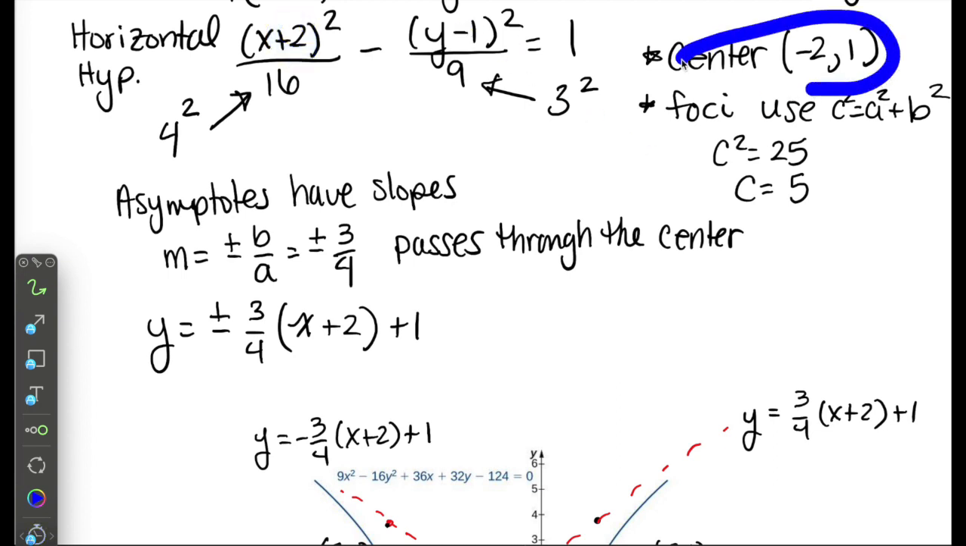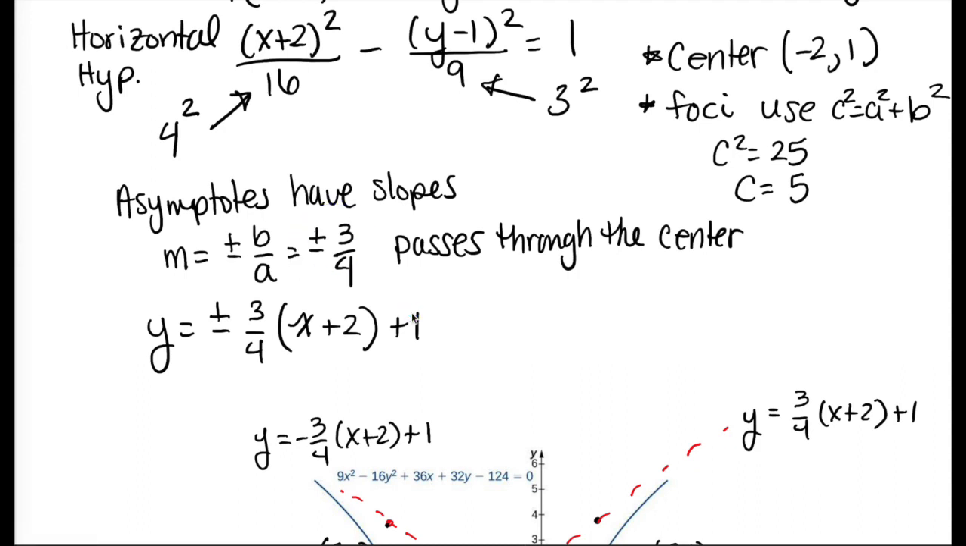There's my center. And so to find the foci, I'm going to use C squared is equal to A squared plus B squared. When I do that, I'm going to find that C is 5. And then because it runs horizontally, I know that my slope is going to be plus or minus B over A, which in this case is going to be plus or minus 3/4.